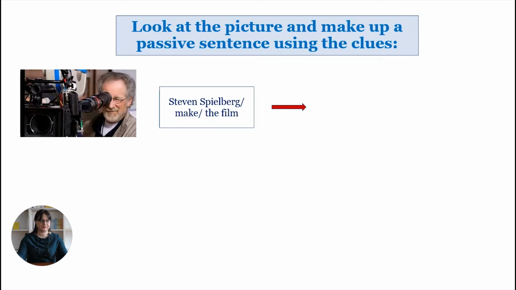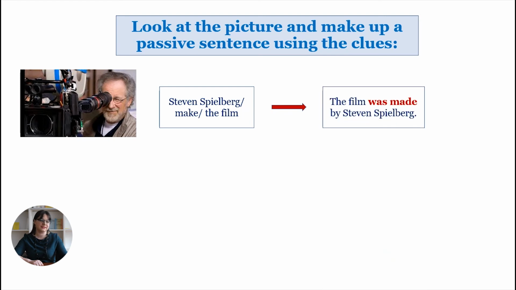Let's continue. Look at the picture and make up a passive sentence using the clues given. Steven Spielberg, make, the film. Think a little, write down the sentence. Ready? Let's check. The film was made by Steven Spielberg. Here we have past simple.